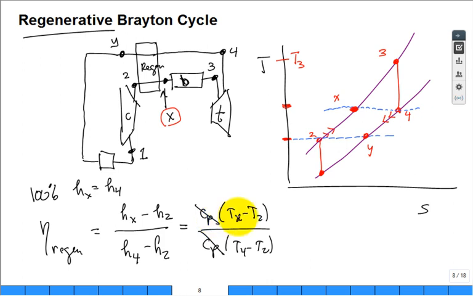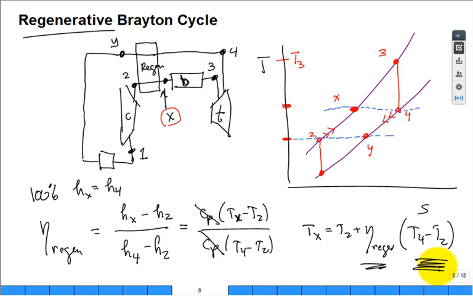So if I wanted to use this equation, I'd say that TX is equal to T2 plus the regenerator effectiveness times T4 minus T2. What percent of the maximum temperature change is realized? If it's 100%, just put 100% in there again. What does TX turn into? TX turns into T4.